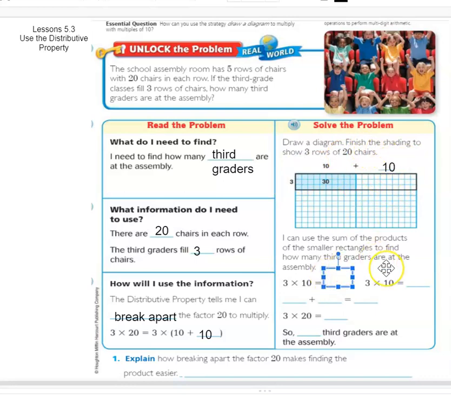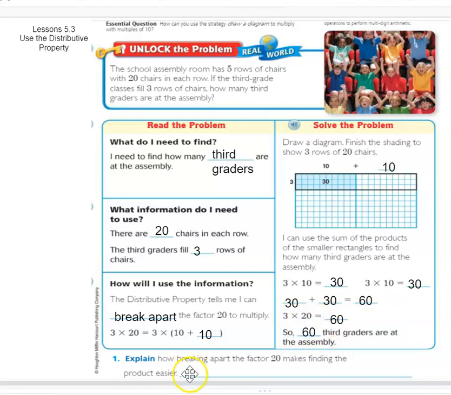So it looks confusing when you look at it, but the way it's set up here, it's easy for you to figure out when you see it visually. So then I have to add 30 and 30. 30 is the area for this section of third graders, and 30 is the area of that section. Okay, so we'll put those in there. 30 plus 30 is? Okay, so I know that 3 times 20 equals 60. There are 60 third graders at the assembly.